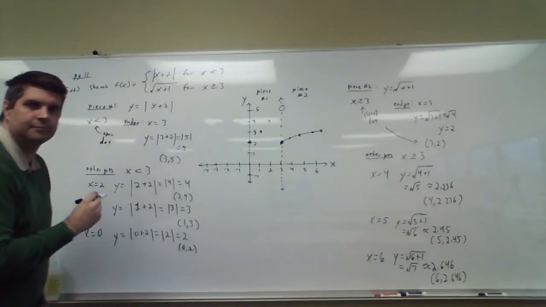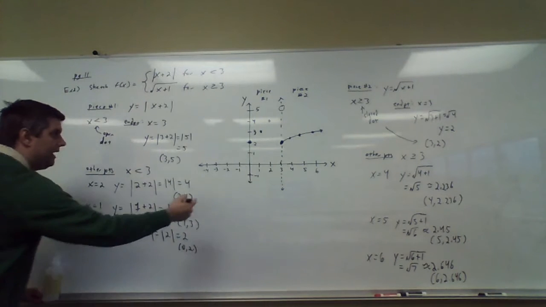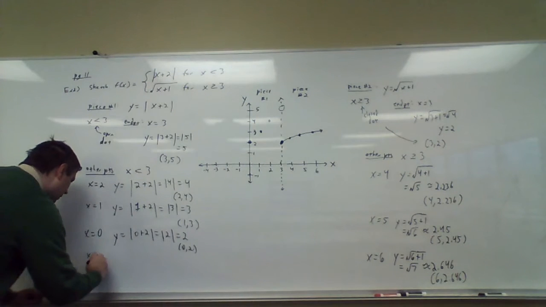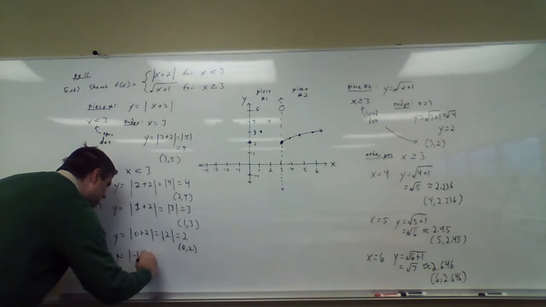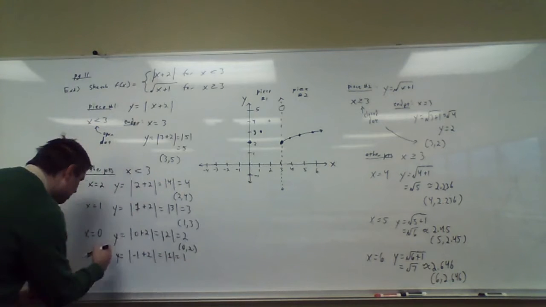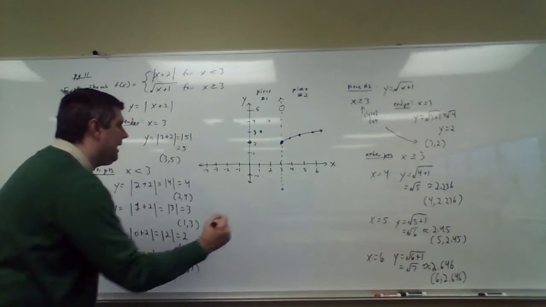Okay? Next up, we did 2, 1, 0. Now we'll do x equals negative 1. Y equals the absolute value of negative 1 plus 2, which is the absolute value of 1, which is just 1. So negative 1, 1. Okay?